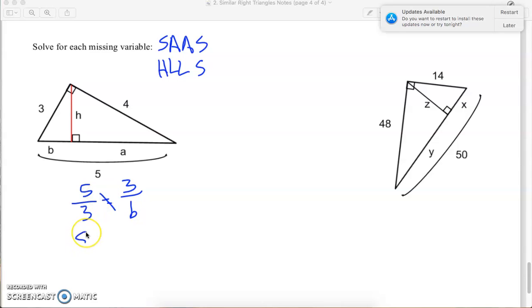So 5 times B is 5B. 3 times 3 is 9. Then we divide by 5. So B equals 9 divided by 5, which is 1.8. So I know B now is 1.8.